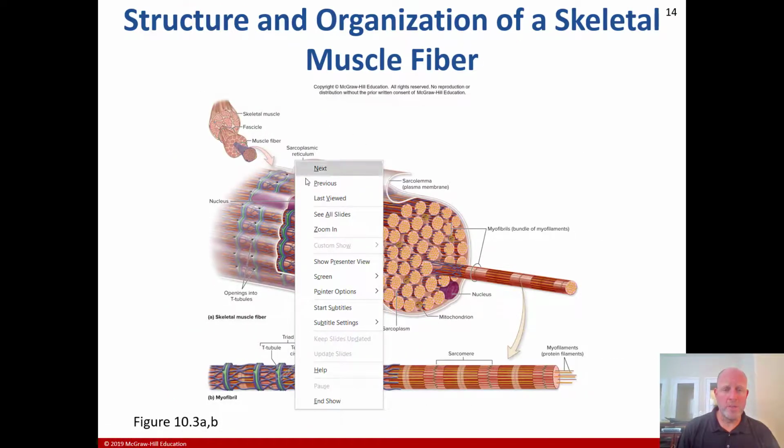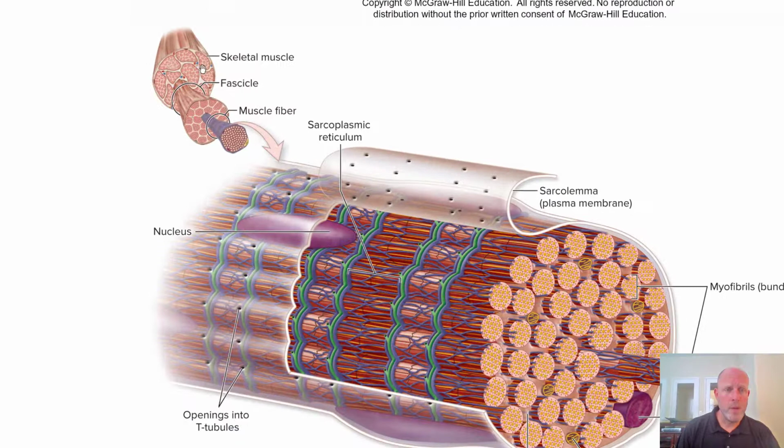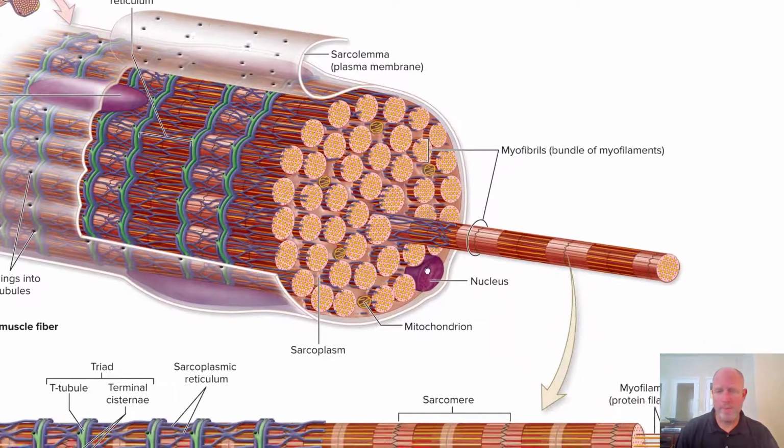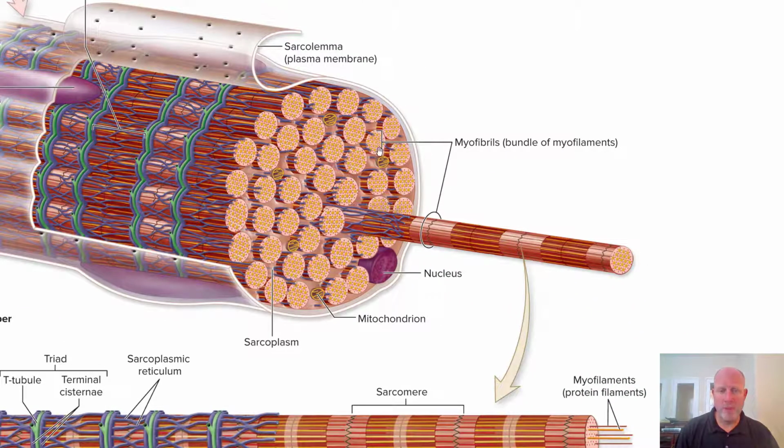Taking a closer look at our skeletal muscle fiber here. Again, we have the skeletal muscle with epimysium around it, the perimysium surrounding individual fascicles, and then individual fibers with endomysium. Around that single fiber, or muscle cell, we have our sarcolemma, or plasma membrane, and we have a nucleus here. These are openings in the T-tubules, the transverse tubules, and our myofibrils, or bundles of myofilaments. We have a nucleus here, our mitochondrion, and of course, our sarcoplasm on the outside of each of those.